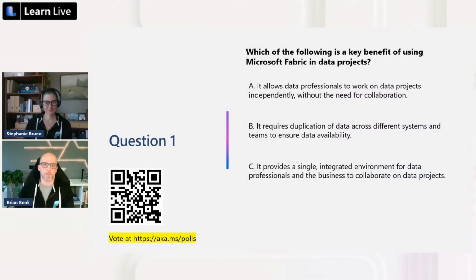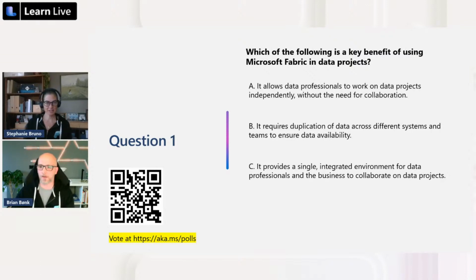So the first question: which of the following is a key benefit of using Microsoft Fabric in data projects? A, it allows data professionals to work in data projects independently without the need for collaboration. Or B, it requires duplication of data across different systems and teams to ensure data availability. Or C, it provides a single integrated environment for data professionals and the business to collaborate on data projects. So which of the following is a key benefit of using Microsoft Fabric in data projects? We'll give you a few seconds to vote.